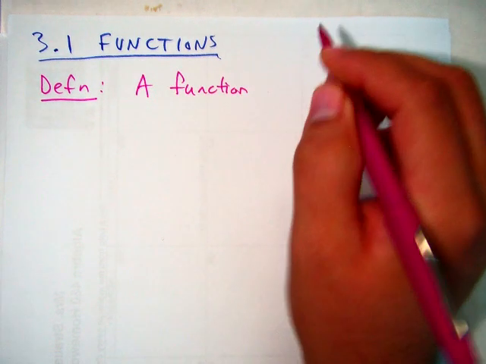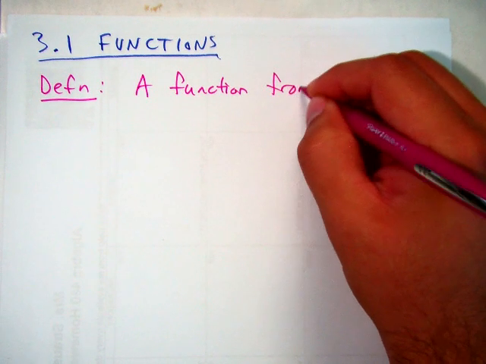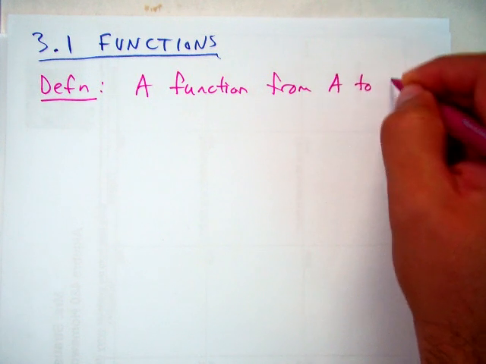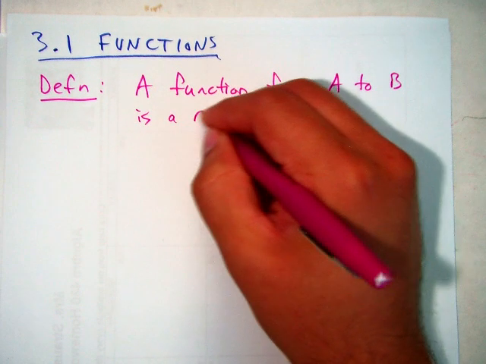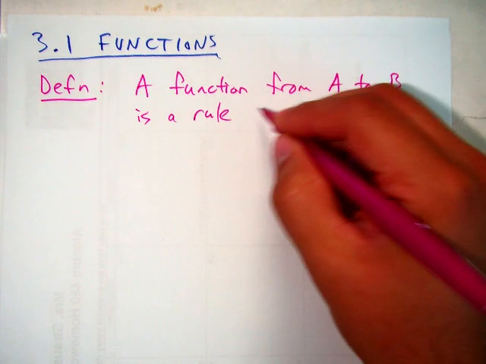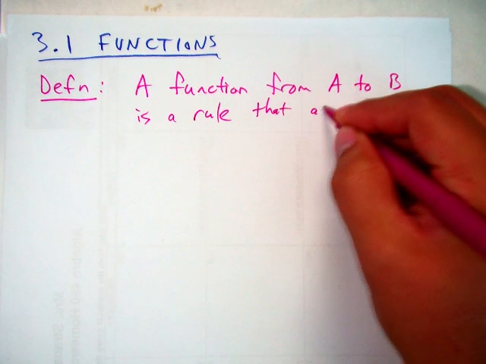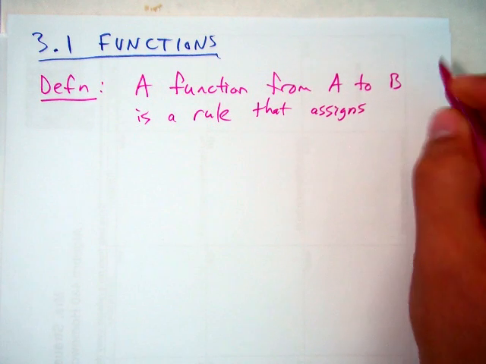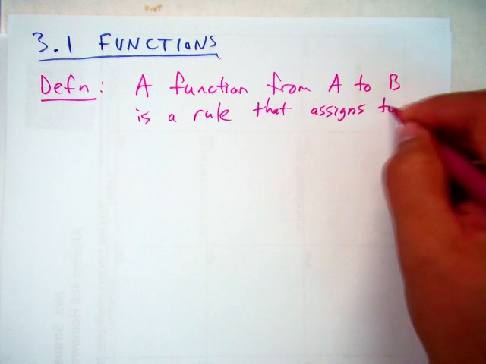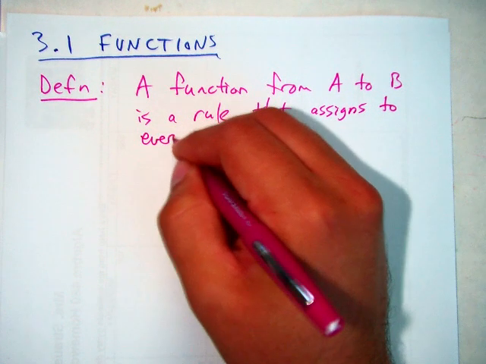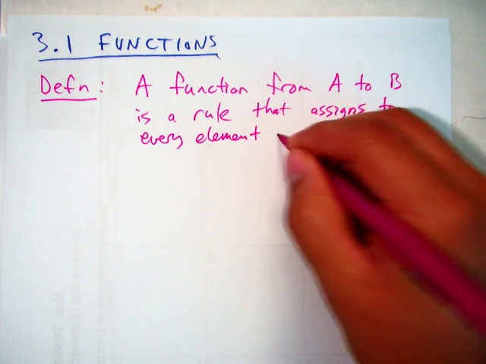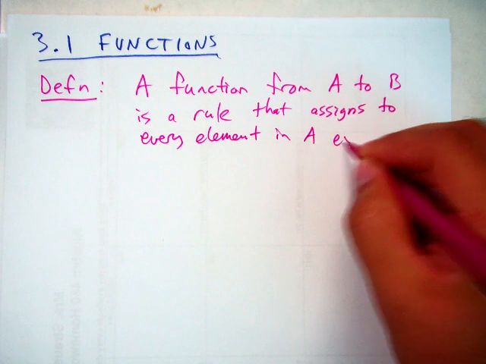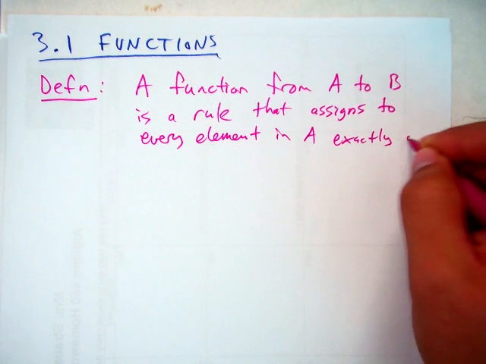A function from A to B is a rule that assigns to every element in A exactly one element in B.